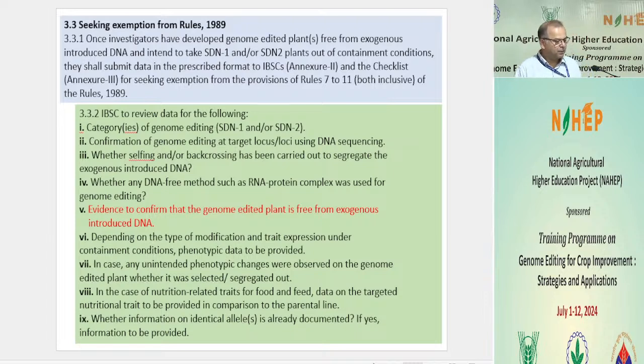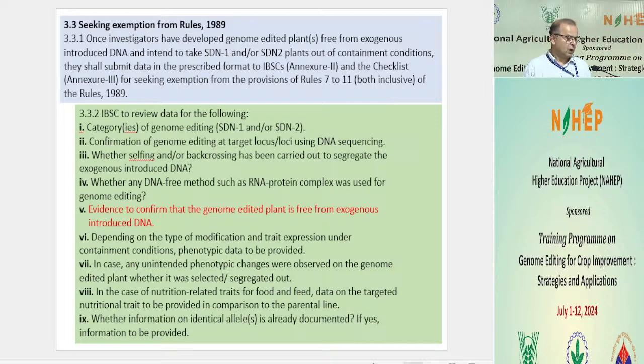So whether any RNP procedure has been followed, you need evidence to confirm that the genome edited plant is free from exogenous DNA. You have to give evidence proving that it is not containing any of the T-DNA portion that has been used in developing this plant through a binary vector, having CRISPR, sgRNA, all those things. So how will you prove? What are the kinds of evidence?